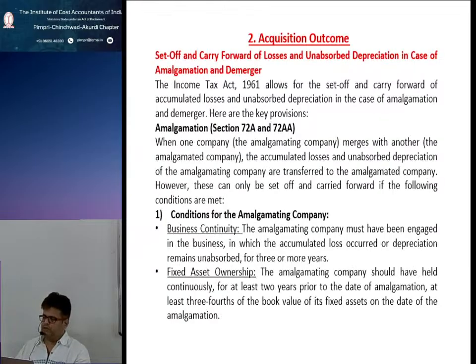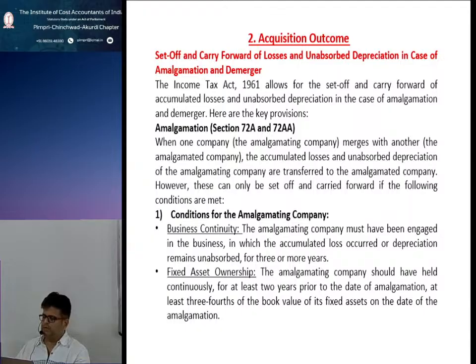Then there are certain set off and carry forward of losses and unabsorbed depreciation in case of amalgamation and demerger. The Income Tax Act 1961 allows for the set off and carry forward of accumulated losses and unabsorbed depreciation in the case of amalgamation and demerger. Here are the key provisions. Amalgamation, section 72 and 72AA. When one company, the amalgamating company, merges with another, the amalgamated company, the accumulated losses and unabsorbed depreciation, if any, of the amalgamating company are transferred to the amalgamated company. However, they can only be set off or carried forward if the following conditions are met.